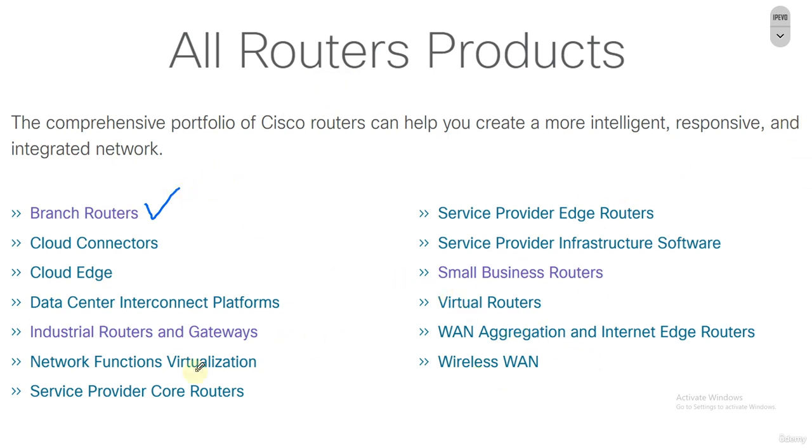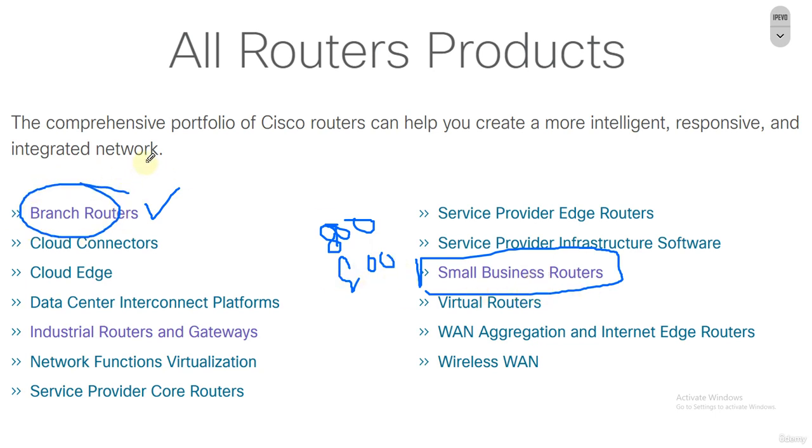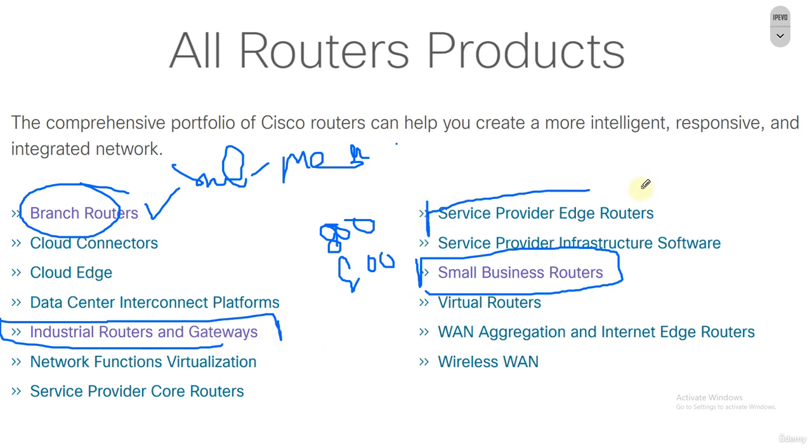Okay, so branch means, let's first start from the small network. As you can see, we have small business routers. Usually 800, 900 series come into this small business router category. And then we have branch routers, which come under small to medium enterprises. Okay. Then we have industrial routers and gateways, and we have service provider. These are called ASR routers. Okay. And even these as well.